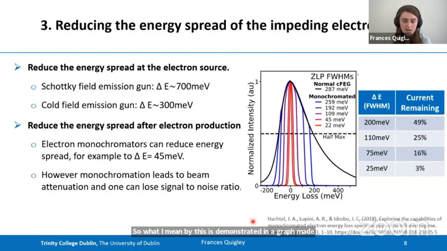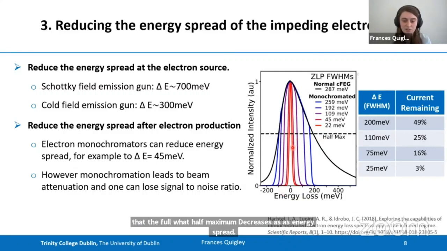They plotted the EELS spectra of the zero loss peak for a cold field emission gun in black here. And you see the full width half maximum of this peak is actually the energy spread of the cold field emission gun. As the electrons are monochromated, represented by these colored lines, you see that the full width half maximum decreases, as does the energy spread.